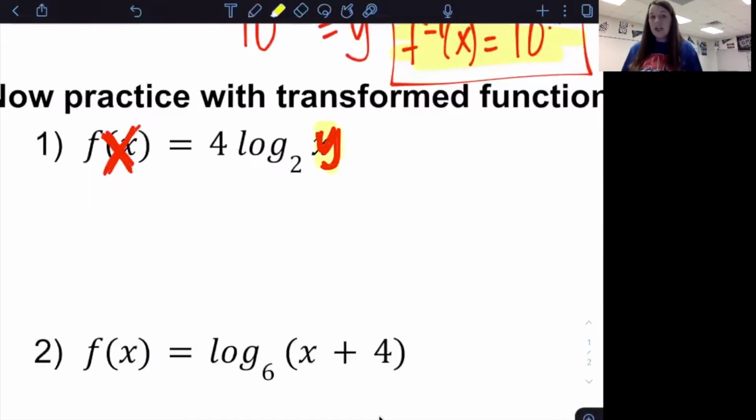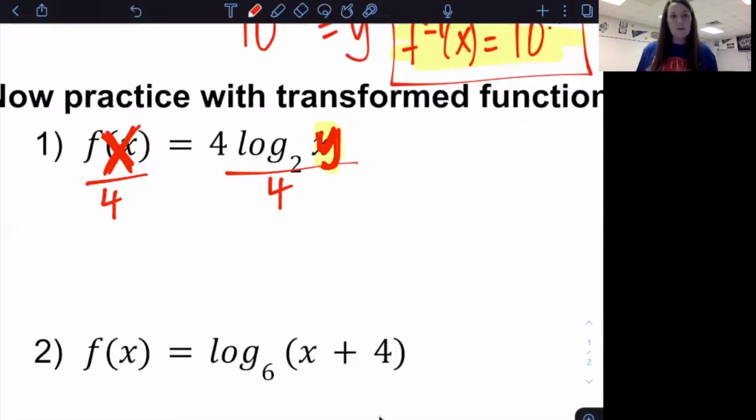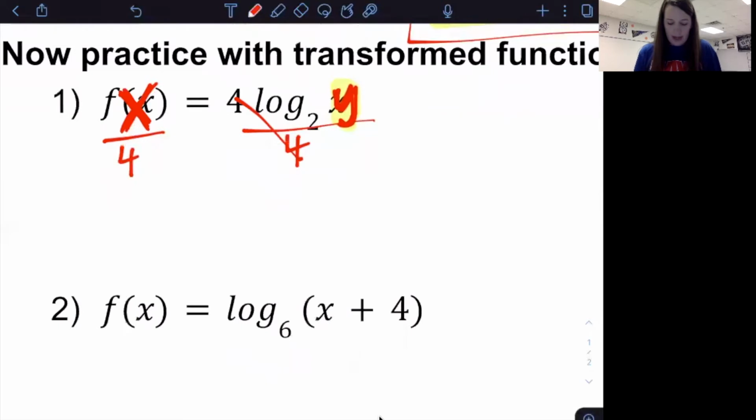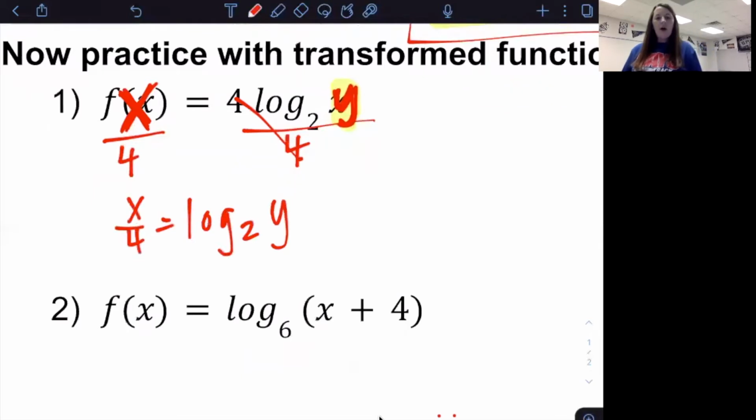Okay, before we can change it to exponential form, I've got to get rid of this coefficient of 4. So that's essentially 4 times log base 2 of y. So just like if we were dealing with regular x's without the log, we're going to divide both sides by 4. So I get x over 4 equals log base 2 of y. So now that the log is isolated, we can go ahead and change it into exponential form.